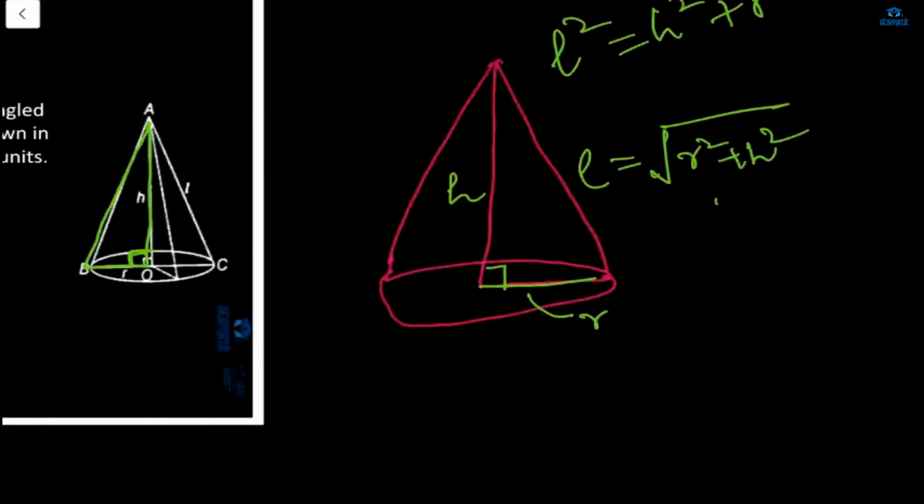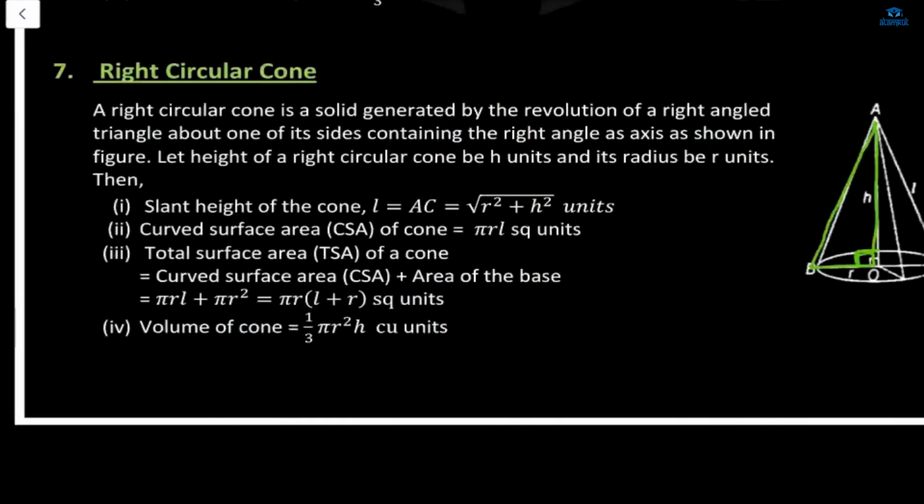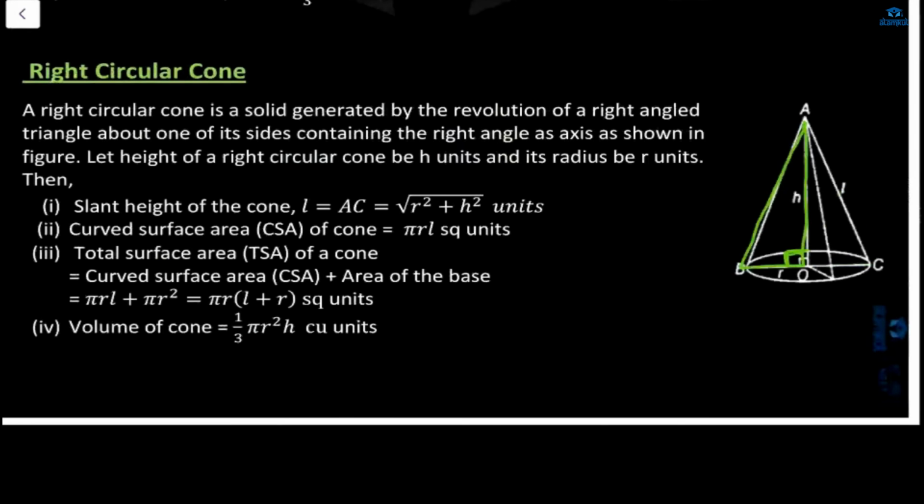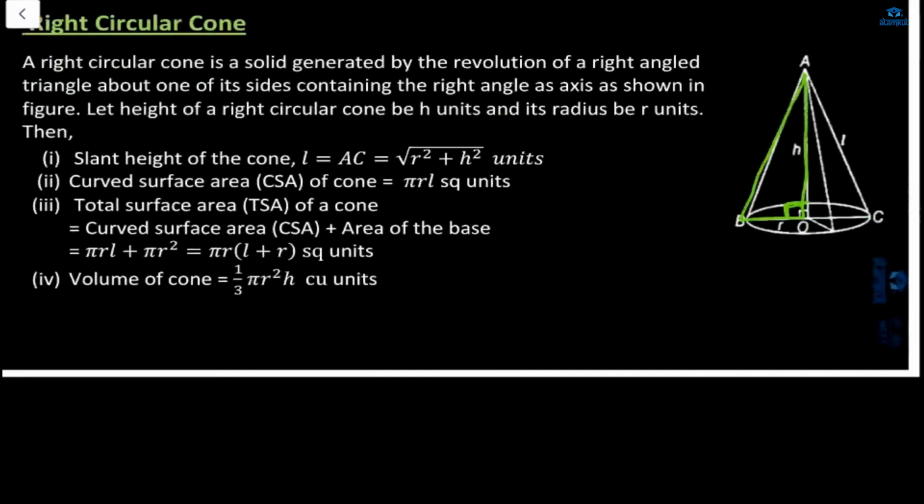Now the slant height of the cone, L, I have already told you. This is the slant one, the hypotenuse. So that is your L, and that is root of r square plus h square. It is nothing special. It is just the Pythagoras theorem we have applied, because if you move a right angle triangle into a circular portion, then we get a cone.